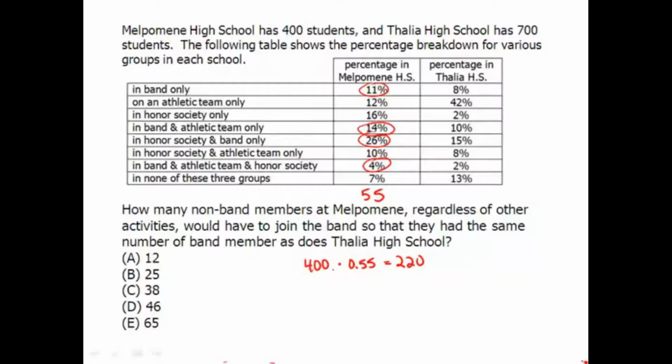Now, at Thalia High School, we have 8%, 10%, 15%, 2%. Add those up, that is 35%. What is 35% of 700? Well, 700 times 0.35, that equals 245. So there are 245 students in the Thalia band. Well, what's the difference? The difference between these two, of course, is 25. Answer choice B.